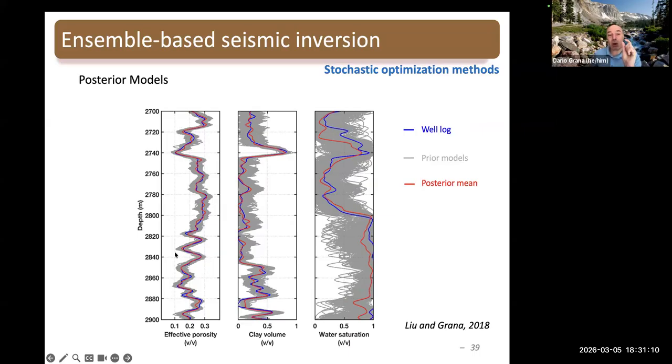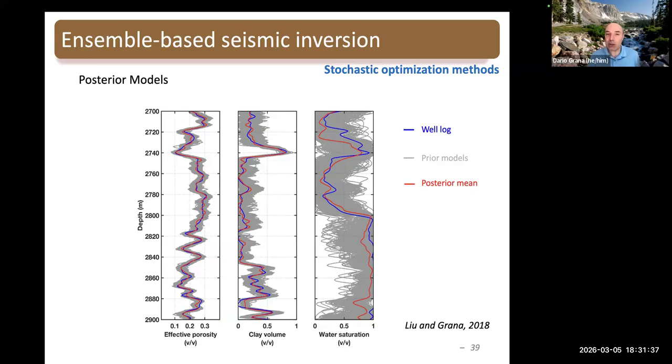You can see that all the gray models almost converge to the solution. So maybe we're even underestimating the uncertainty a little bit. Maybe there's a little bit of overfitting, but the solution is certainly accurate. For water saturation, the uncertainty is much larger. You can see that there's much more variability in the gray models in the water saturation domain than in the porosity domain. This is because seismic data are less sensitive to water saturation than porosity.